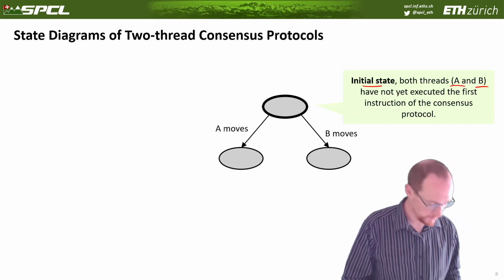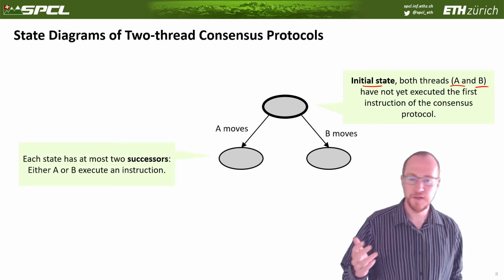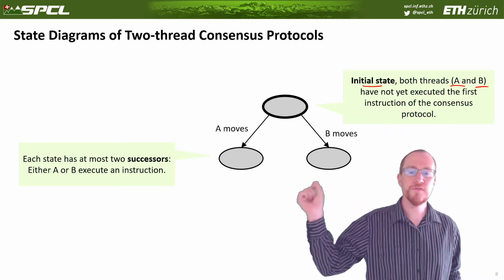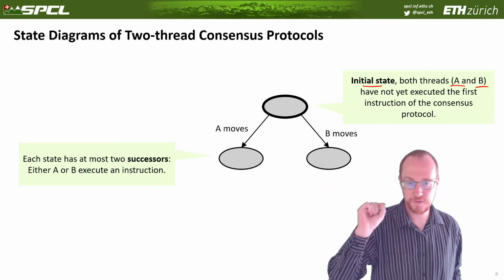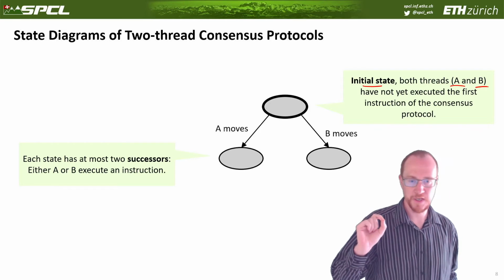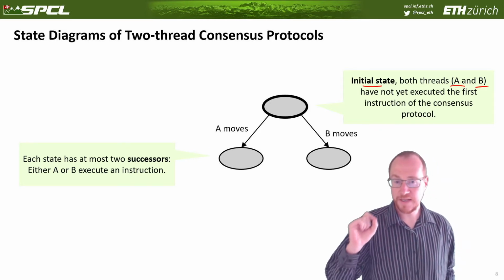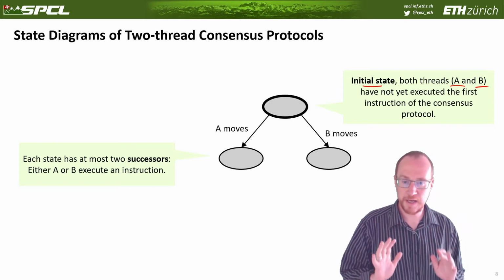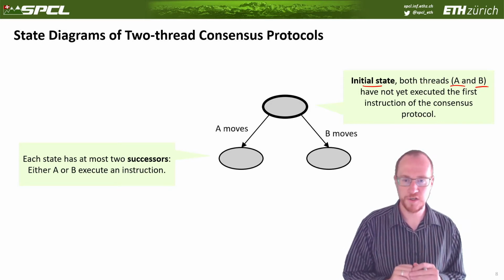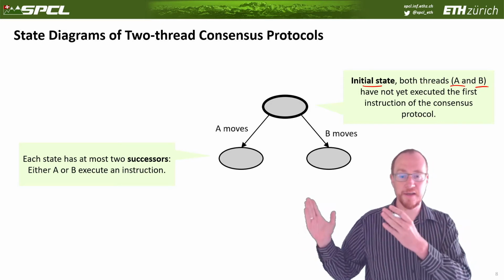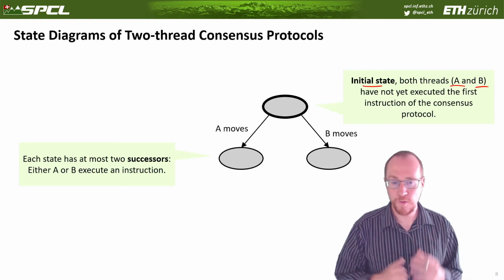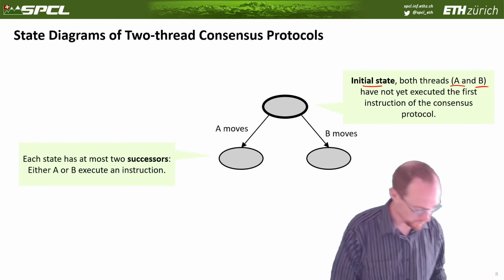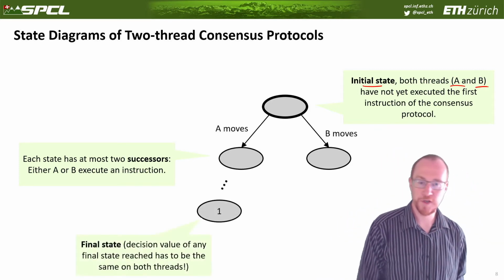Now you could say, well, from every state I get to at most 2 different states, because each of those threads executes a sequential program. So it's either that thread A executes the next instruction or thread B executes the next instruction. There's nothing else that can happen because they have their local instruction counter. Which means the state diagram that we see here is always a binary tree. That makes it relatively simple. We know what a binary tree is.